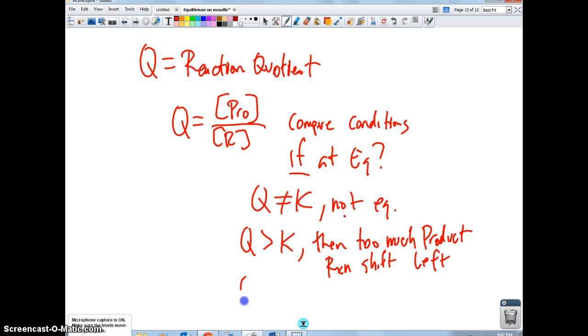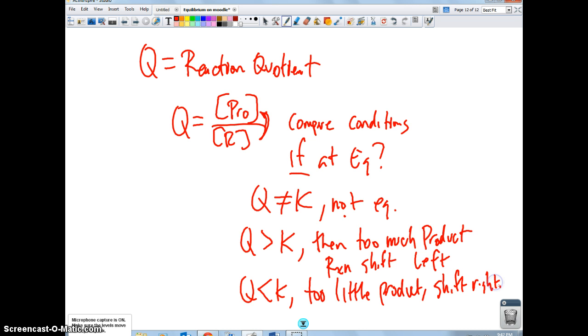Okay? If Q is less than K, then I don't have enough product. The value of this ratio is not big enough. So in this case, we have too little product, and the reaction is going to proceed, or we're going to say that it shifts to the right. It has to allow that reaction to continue to move to allow those things to happen.